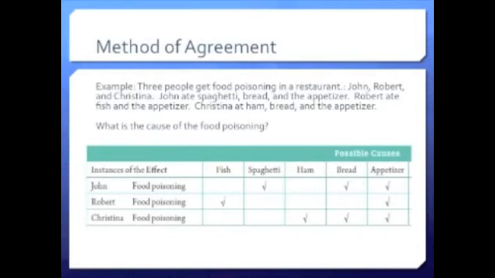Now that we have entered all the information we know regarding John's case of food poisoning, we would move on to Robert's case and then to Christina's case. So for Robert, we know that he ate fish and appetizer. So we would place a check where the row that is defined by Robert's case of food poisoning, which is the third row, intersects with the column for fish and the column for appetizer. And we would leave the rest of the cells in Robert's row blank. For Christina, we would place a check in the cell where the row that is defined by her case of food poisoning intersects with the column for ham, bread, and the appetizer, and we would leave the rest of the cells in her row blank.